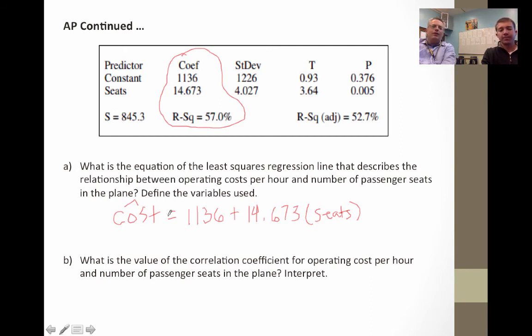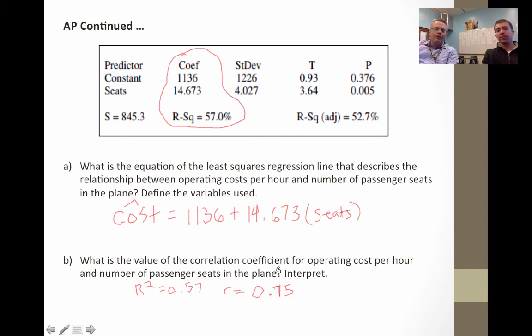What is the value of the correlation coefficient for operating cost and the number of passenger seats on the plane? So r squared is 0.57. Is this positive or negative? Based on the chart they gave us, it's positive. Also, based on our slope being positive, it would be positive. So we'll take the positive square root. It would be 0.75.